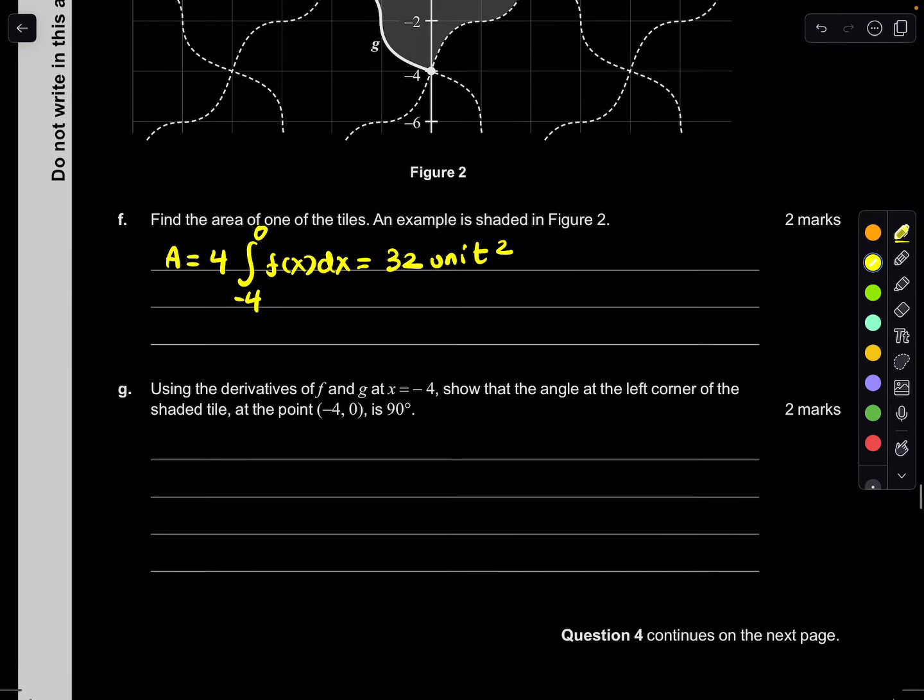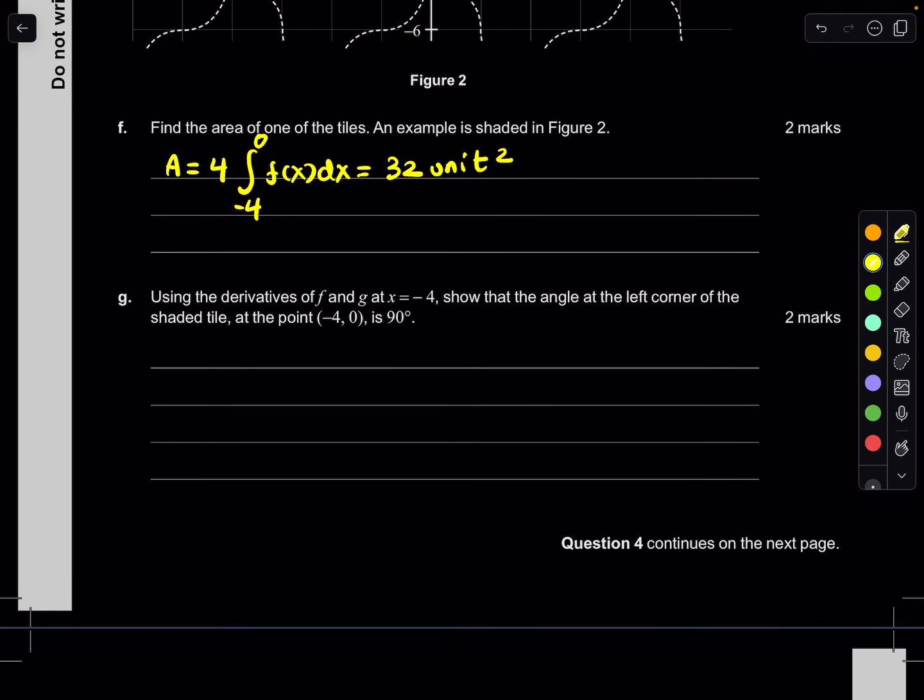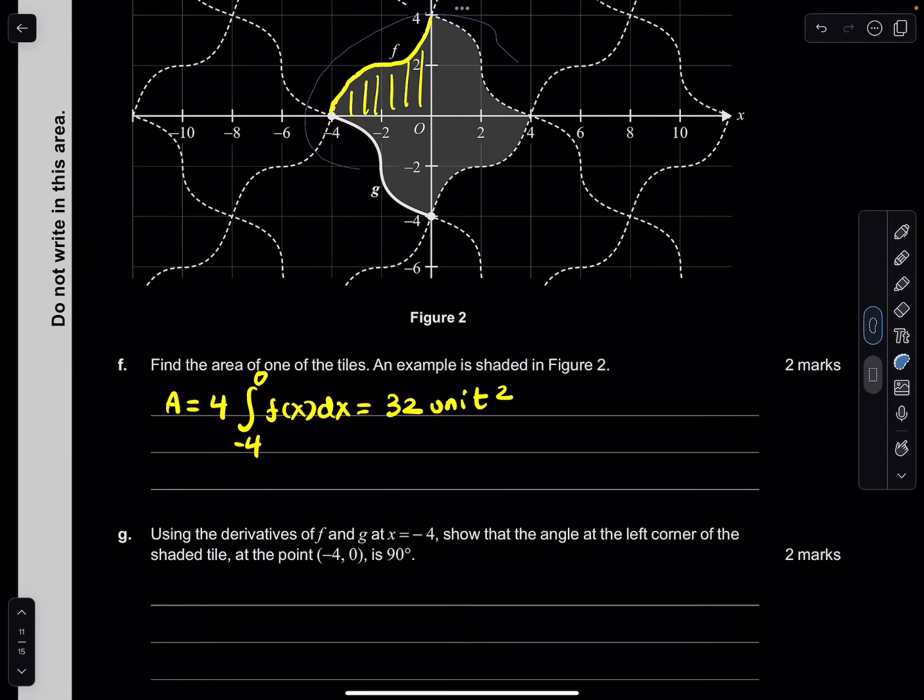Done. Next question, G. Using the derivatives of f and g at x equals negative 4, show that the angle at the left corner of the shaded tile, so this shaded tile, why did I group it?